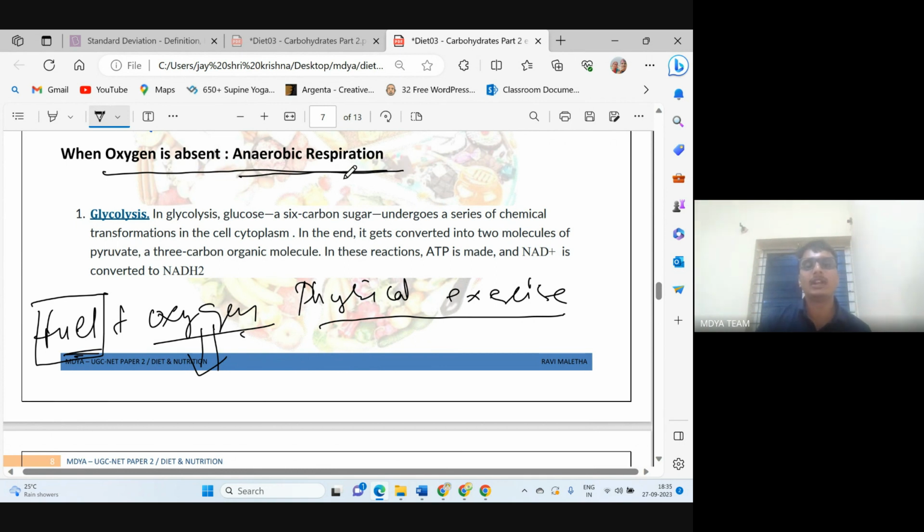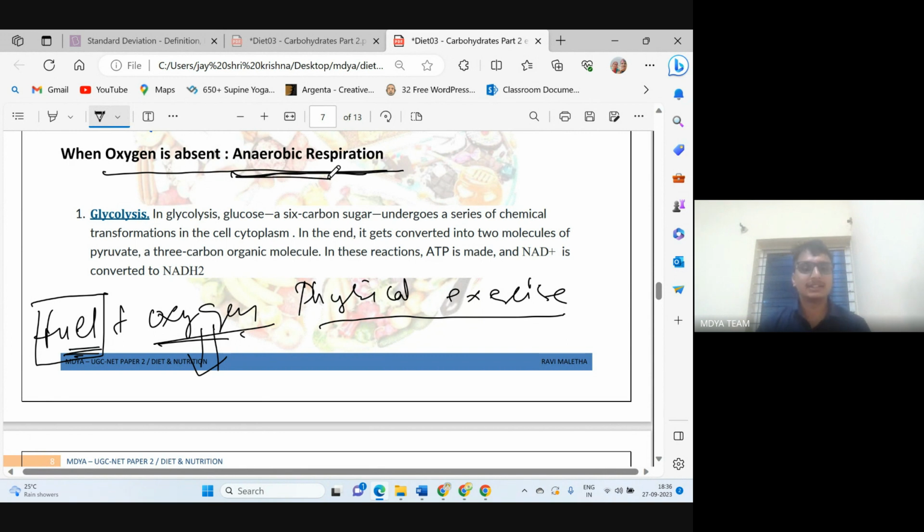This respiration only occurs when our respiratory system is not capable of providing the amount of oxygen that is required during physical exercise. So during physical exercise, when we need very much energy, to give that energy, our body needs fuel plus oxygen. Fuel is present in our body in the form of glucose, but oxygen becomes the limiting factor here. So in this limitation of oxygen, our body carries out anaerobic respiration.